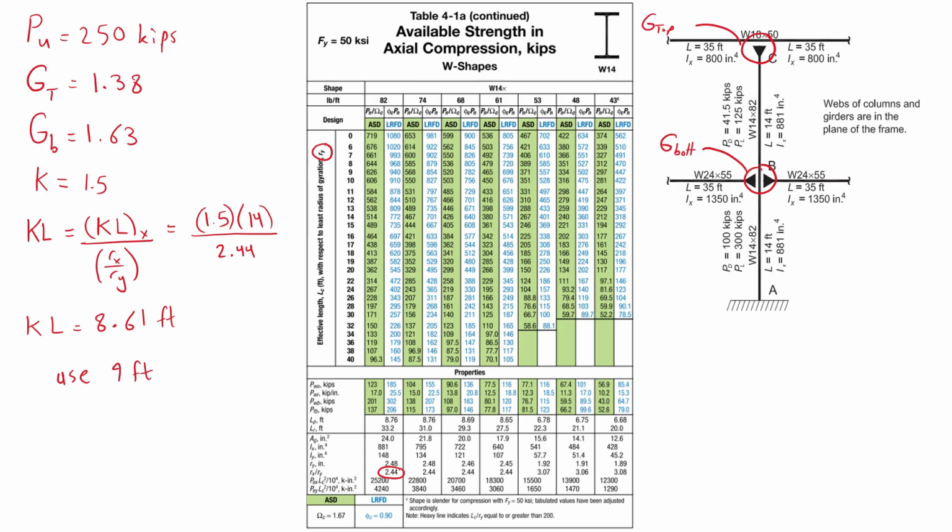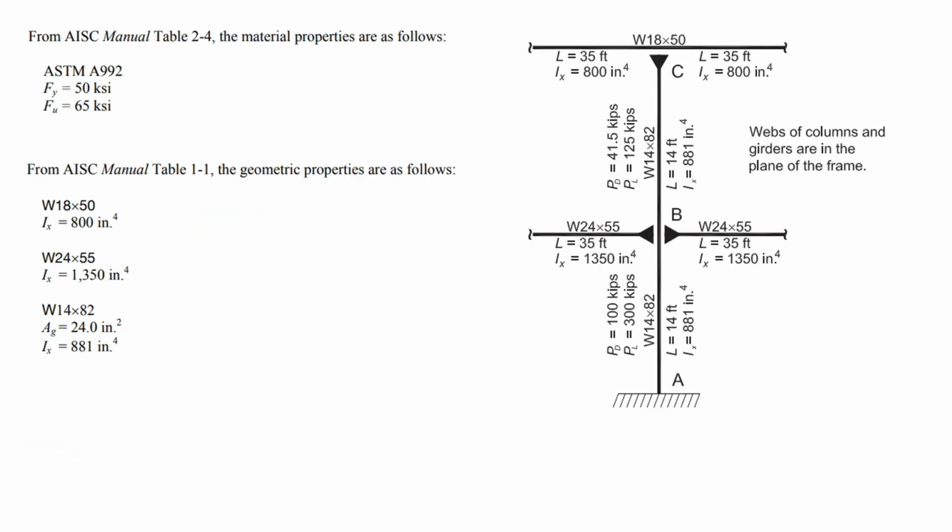Now we look at the table and extract the compressive strength for the right column size, W14x82, with an effective length of 9 feet and end up with 940 kips. This is of course greater than 250 kips, and thus column BC is adequate. Now let's check column AB, which has higher loads but the same size as BC.